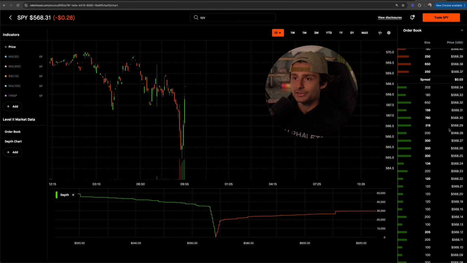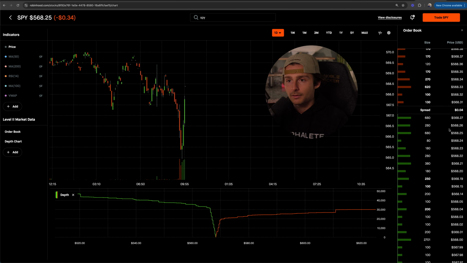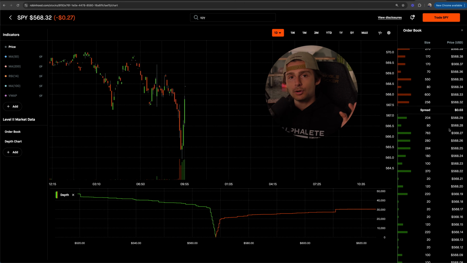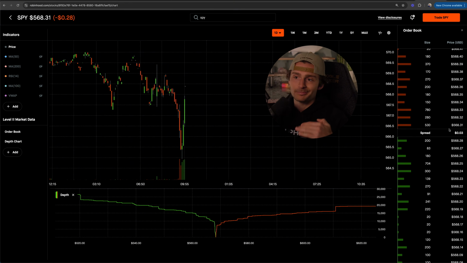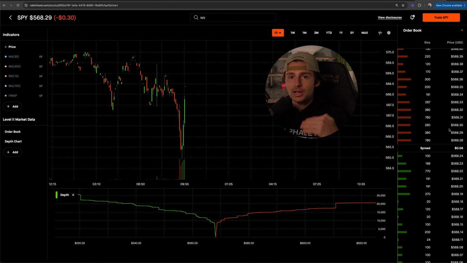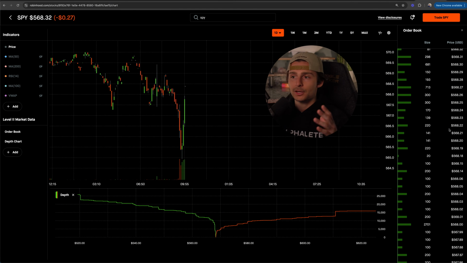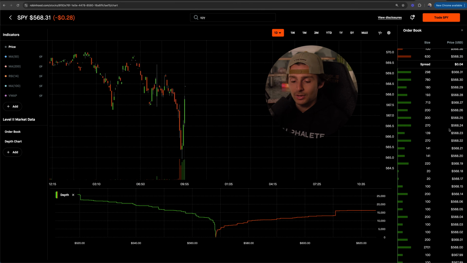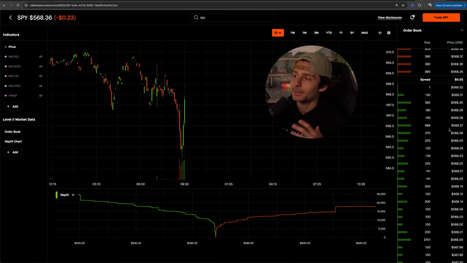On super liquid stocks, you have tighter spreads as a percentage of the price of the stock or the ETF. On illiquid stocks, you generally will have a larger spread, meaning a larger percentage difference between the highest bid and the lowest ask, which could make it tougher to get filled at a price you want, or it could make it more challenging in terms of when you get in versus when you get out. I'm sure a lot of us are aware of that, but I just want to mention it.